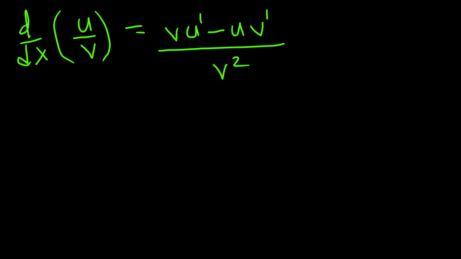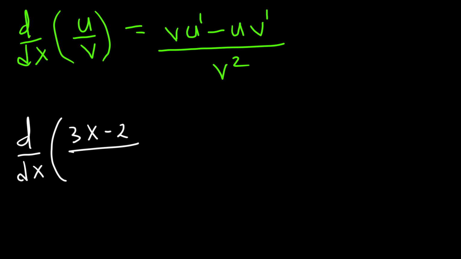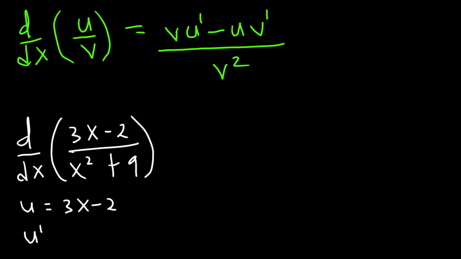Let's say we are to find the derivative of the function 3x minus 2 divided by x to the power of 2 plus 9. How would you find the derivative using the quotient rule? Now in this case, u will be equal to 3x minus 2. And then what will be u prime? U prime will be equal to the derivative of 3x minus 2. If you differentiate 3x, you get 3, and if you differentiate negative 2, you get 0.